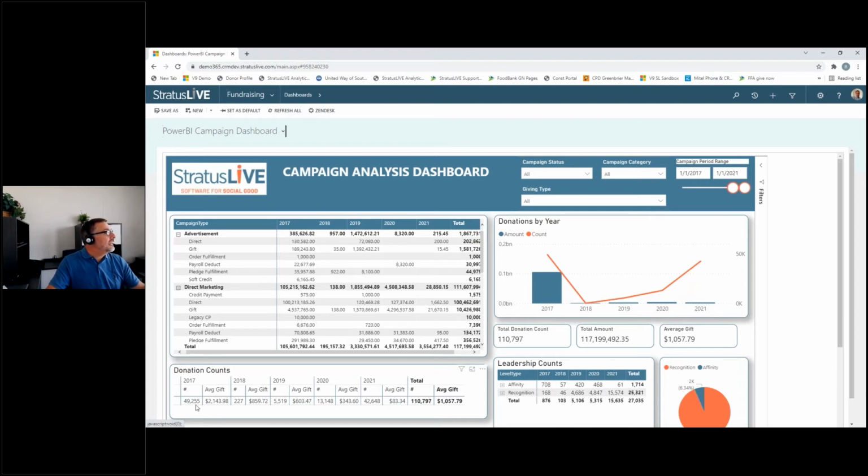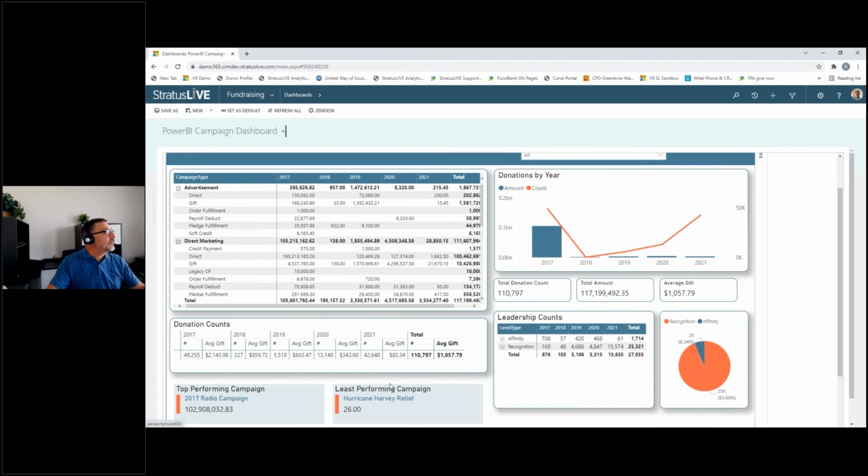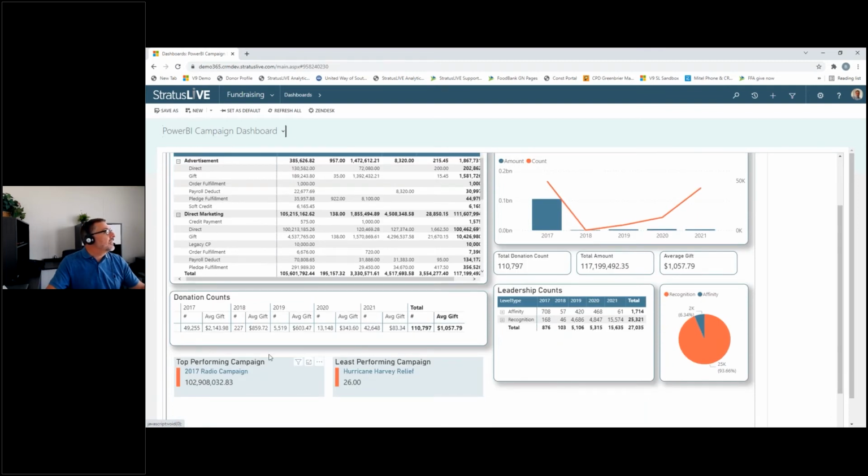I can see my detail information, so I don't have to just rely on this visualization over here. I can actually see things like the number of gifts and the average of my gifts and all of those things tracked in the application. I'm going to scroll down a little bit more. I do things like this, where we can have a top performing campaign. Again, this was my anomaly one, that $100 million donation through our radio campaign that we ran. And I can see my least performing one was actually a Hurricane Harvey relief. We didn't get a lot of money in for that, only $26 over that whole campaign that we ran.